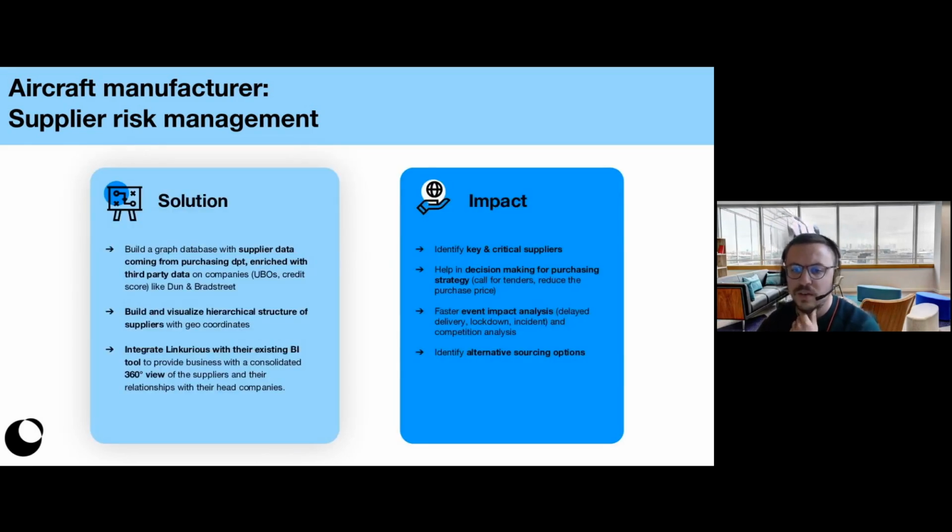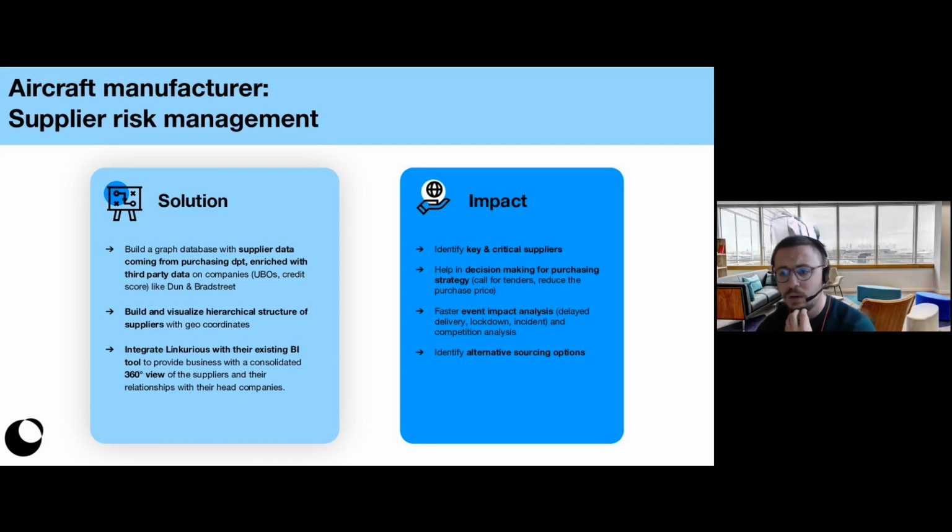So the solution that they found is to build a graph database with supply data coming from their purchasing departments, but also enriched with third-party data on companies, with UBOs, credit score provided from companies like Dun & Bradstreet, for example. Build and visualize that hierarchical structure of supplies with geo-coordinates, and integrate Linkurious with their existing BI tool to provide business with a consolidated 360 view of the suppliers and their relationship with the head companies.